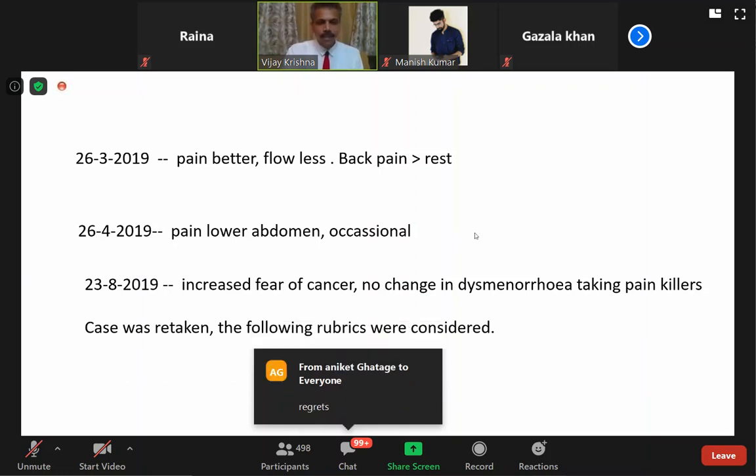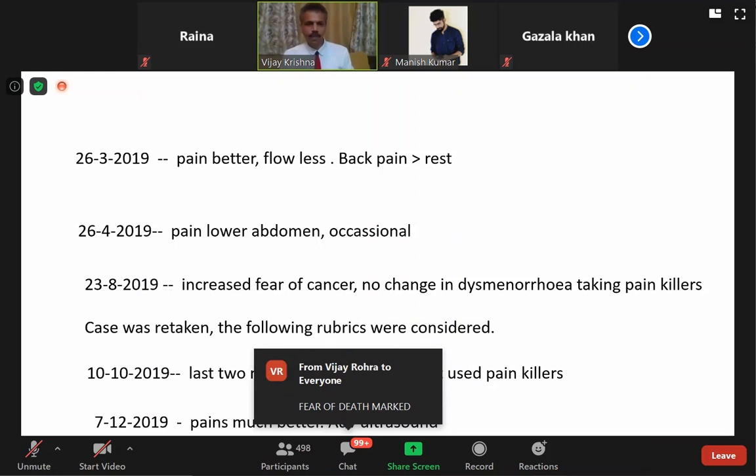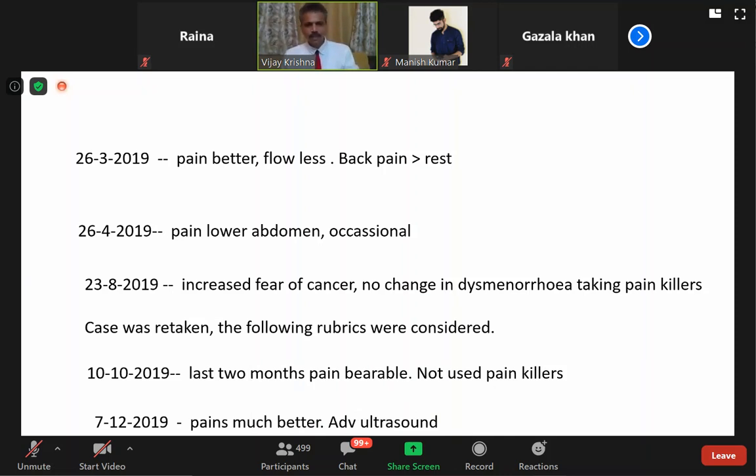Now, I'll just give you the follow-up and then we'll look into the rubrics. So the case was retaken on 23rd 8 2019, a single dose of remedy was given and she comes back to us on 10/10 2019. Last 2 months, pain was bearable, not used painkillers. So I told you please get an ultrasound done. On 7/12 she came back and she told, sir, things are much better, no pain, nothing. So I told get an ultrasound done.